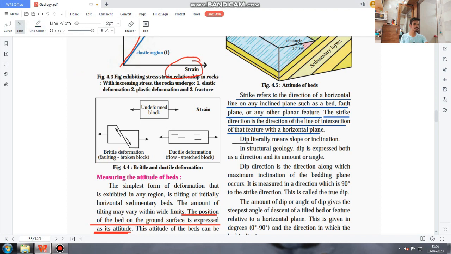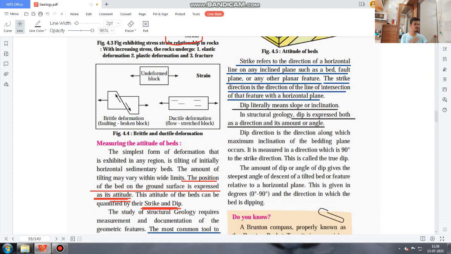Next is dip. What is dip? Dip literally means slope or inclination. Dip is expressed both as direction and amount of angle. And what is dip direction? Dip direction is the direction in which maximum inclination of the bedding plane occurs. It is measured in the direction which is 90 degrees to the strike direction, which is called true dip. So what I have marked is important. Everything is important.